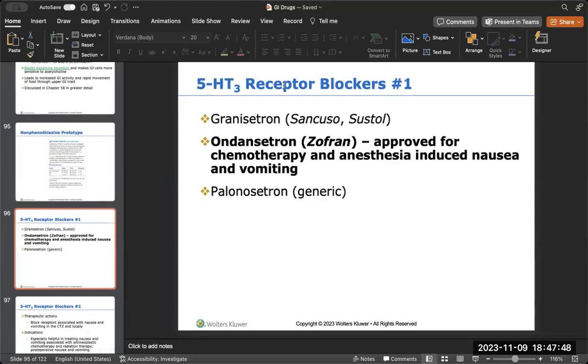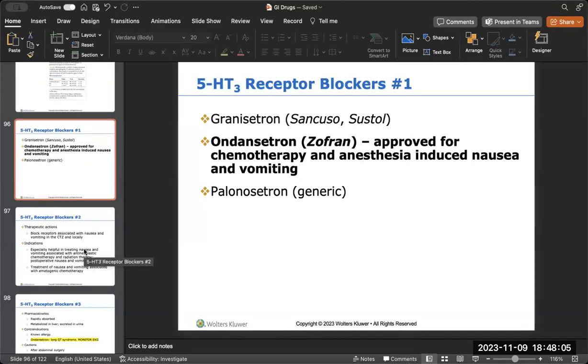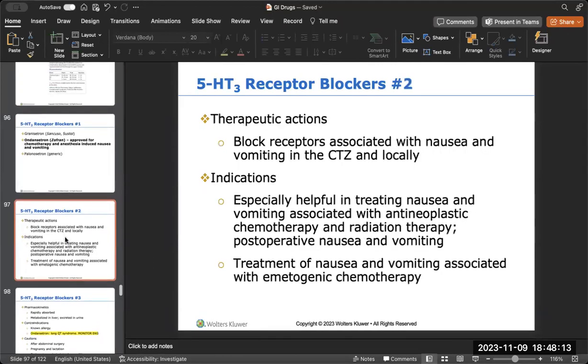Now, we have serotonin receptor blockers. The most commonly asked one is ondansetron. I don't know how to say it, but it's commonly called Zofran, and it's approved for chemotherapy or anesthesia-induced nausea and vomiting. Now, the problem with this is that it can cause QT elongation, or it can cause problems in the EKG. So with these drugs, we really want to monitor for EKG changes, okay?